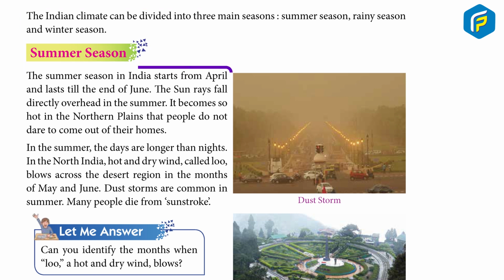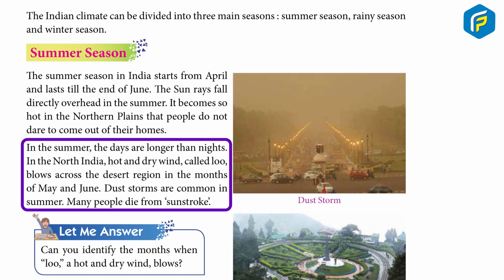Summer season. The summer season in India starts from April and lasts till the end of June. The sun rays fall directly overhead in the summer. It becomes so hot in the northern plains that people do not dare to come out of their homes. In the summer, the days are longer than nights.